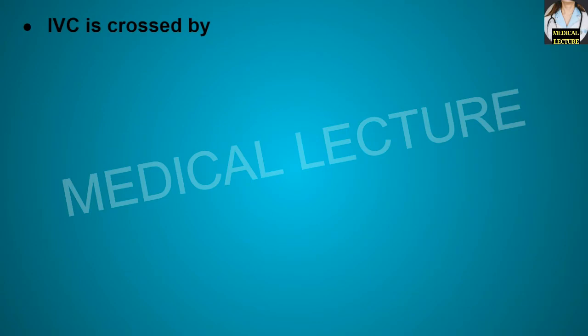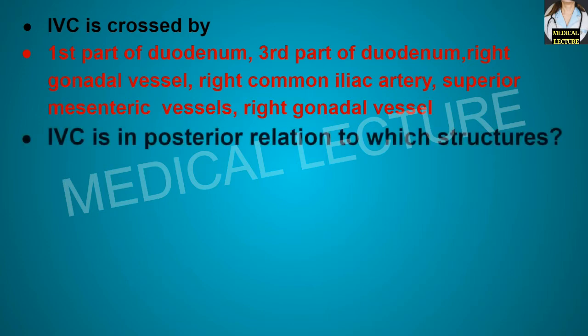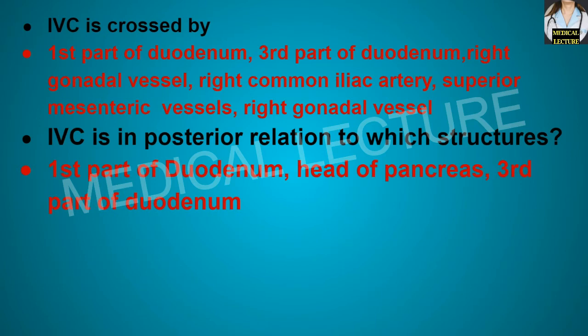IVC or the inferior vena cava is crossed by the first part of duodenum, third part of duodenum, right gonadal vessel, right common iliac artery, superior mesenteric vessels, and the right gonadal vessels. Inferior vena cava is in posterior relation to which structures? So first part of duodenum, head of pancreas, and the third part of duodenum.